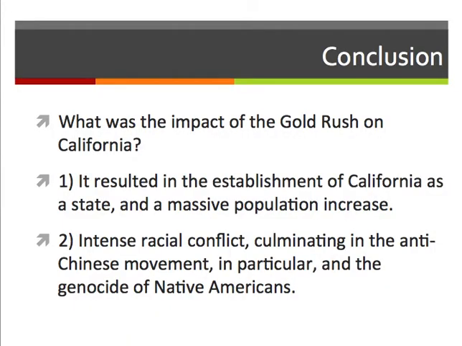So to conclude, I'll reiterate the 2 points I started with. So what was the impact of the gold rush on California? It resulted in the establishment of California as a state and a massive population increase. Intense racial conflict, culminating in the anti-Chinese movement in particular, as well as the genocide of Native Americans.